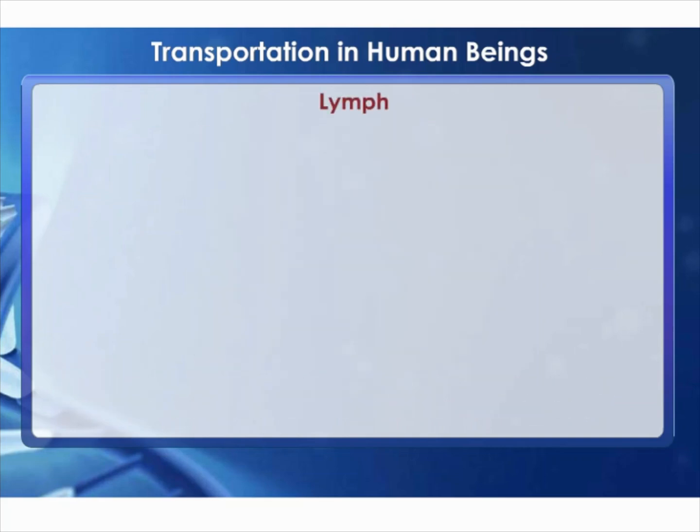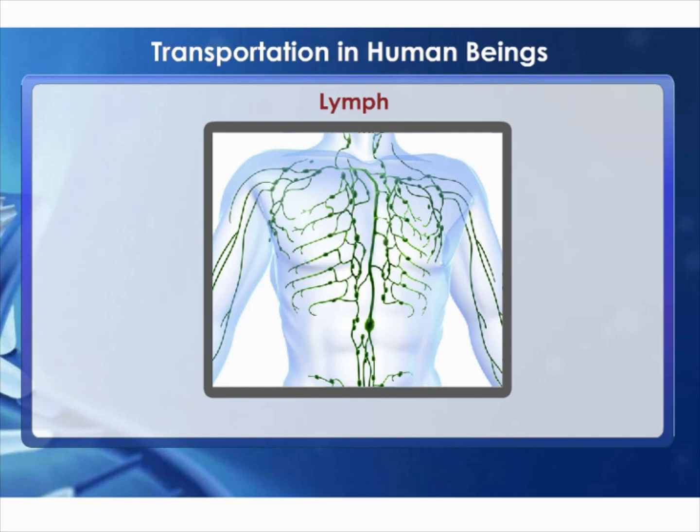Lymph. There is another type of fluid also involved in transportation. This is called lymph or tissue fluid. Through the pores present in the walls of capillaries, some amount of plasma, proteins, and blood cells escape into intercellular spaces in the tissues to form the tissue fluid or lymph. It is similar to the plasma of blood, but colorless and contains less protein.